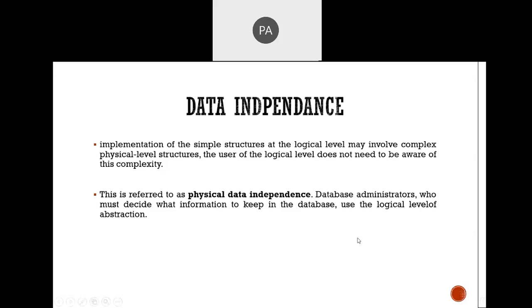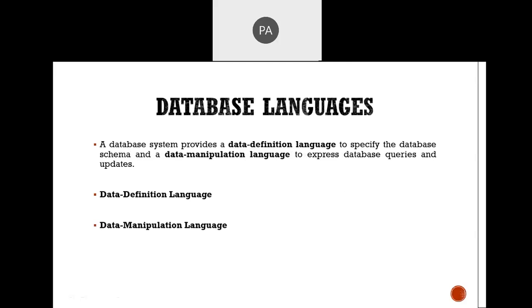So in that case, there is a chance of data independence, and the database administrator must decide what information to keep. Everything needs to be handled by the database administrator. If any complexity occurs, they need to handle the relationship model, such as how the first table relates to another table: one to one, many to one, everything they need to handle. If they do that, there is no data independence problem; otherwise there is a chance of it.